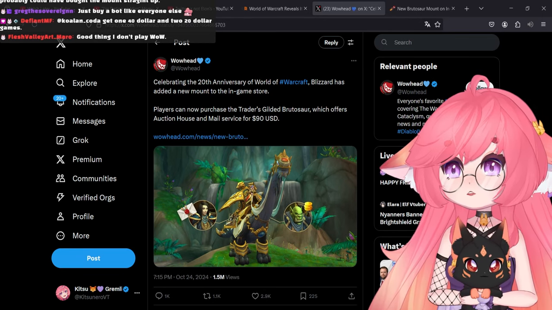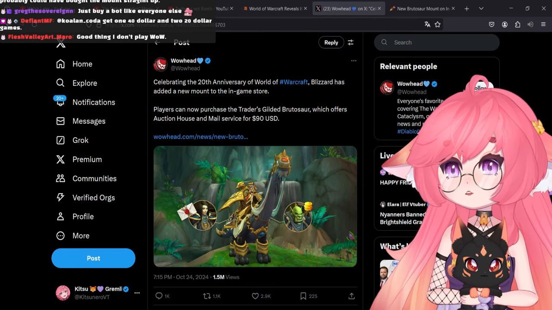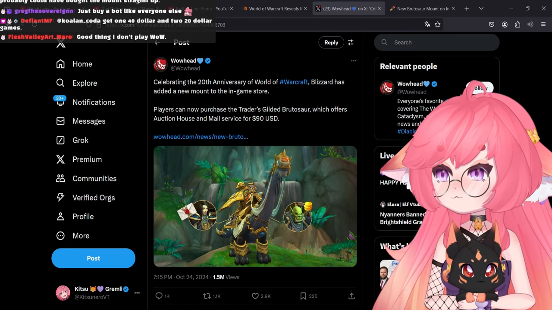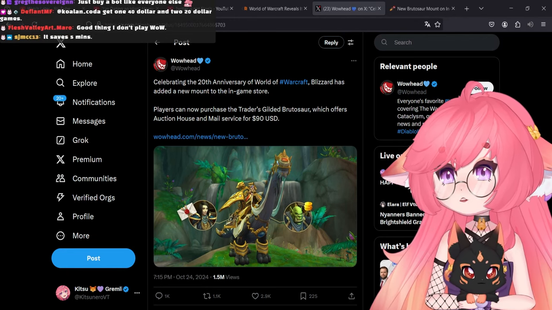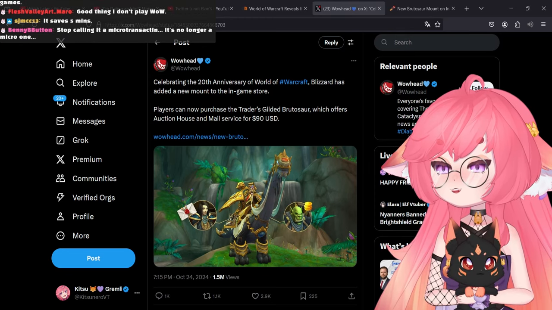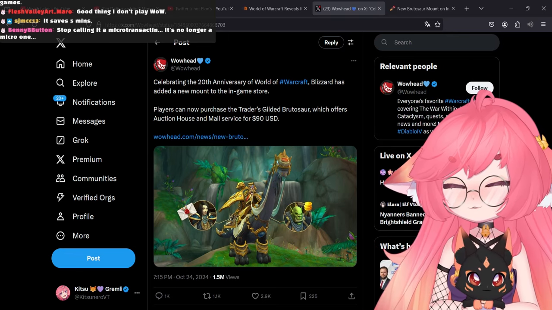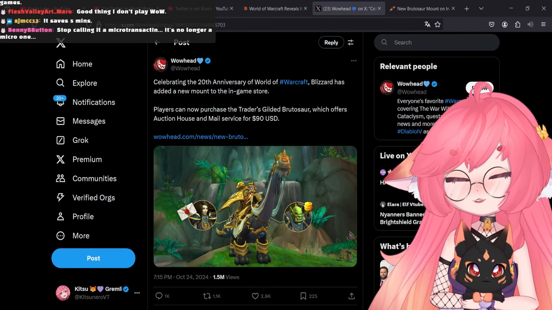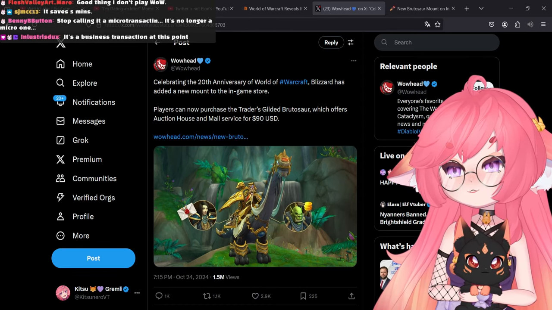It's a cosmetic. It doesn't really give you an advantage, only that you always have the auction house available whenever you want, but just go to a city. It doesn't even take a minute to get to a fucking city. It saves 5 minutes. It saves 1 minute, maybe. It's negligible. Stop calling it microtransactions. It's a macrotransaction. It's a gigatransaction. You're right. This is no longer a microtransaction. It's a business transaction at this point.